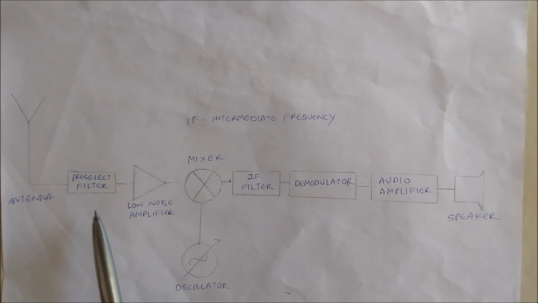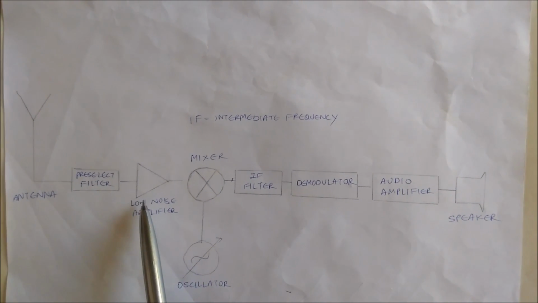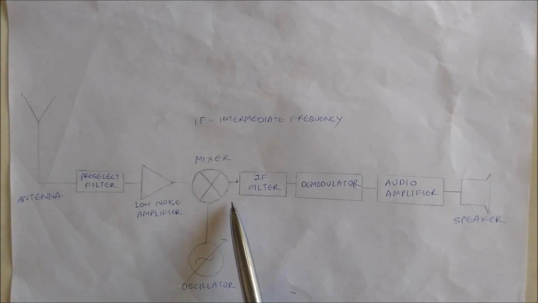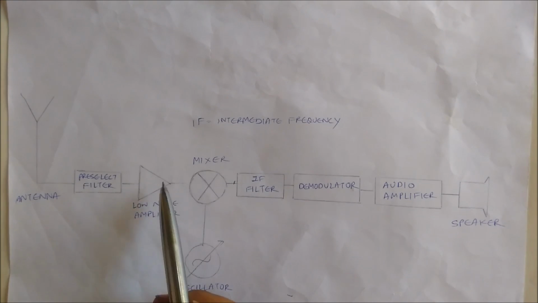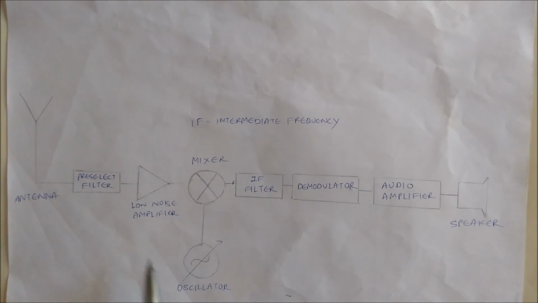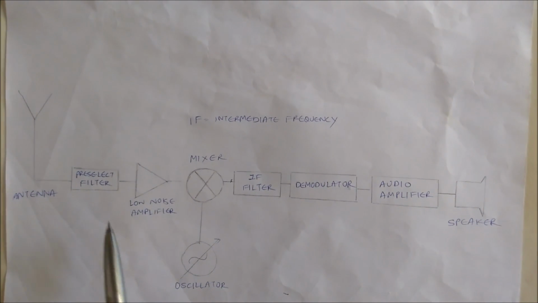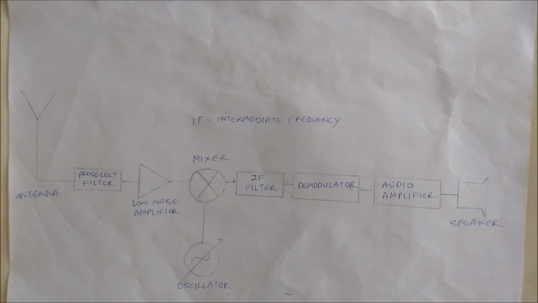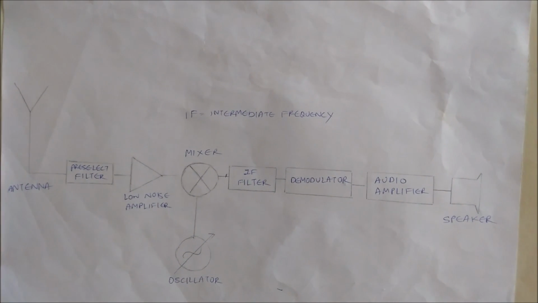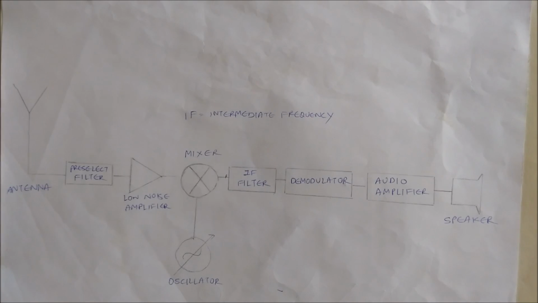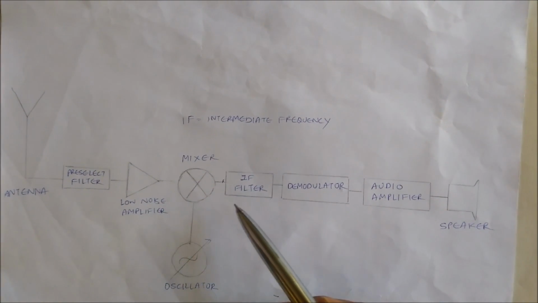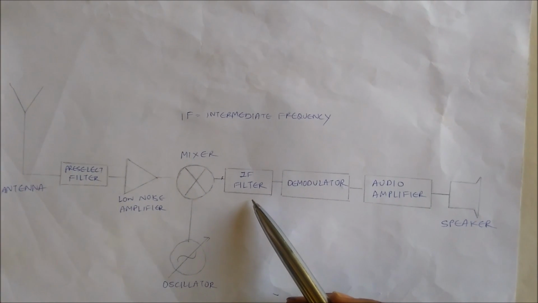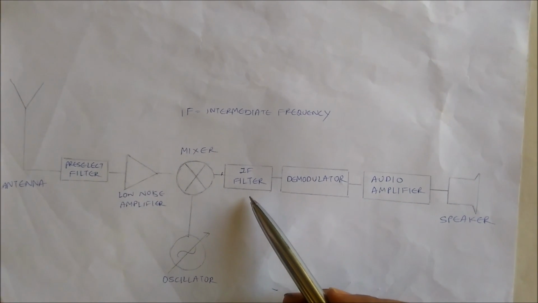This is amplified by a low noise amplifier and the output signal is sent to a mixer which takes the sum and difference of our two input signals, which are from our oscillator and preselect filter. We can tune our oscillator to change the output of our mixer so that we can select a station. The output of the mixer is called the intermediate frequency. This goes to the IF filter and we filter the specific frequency that we require.